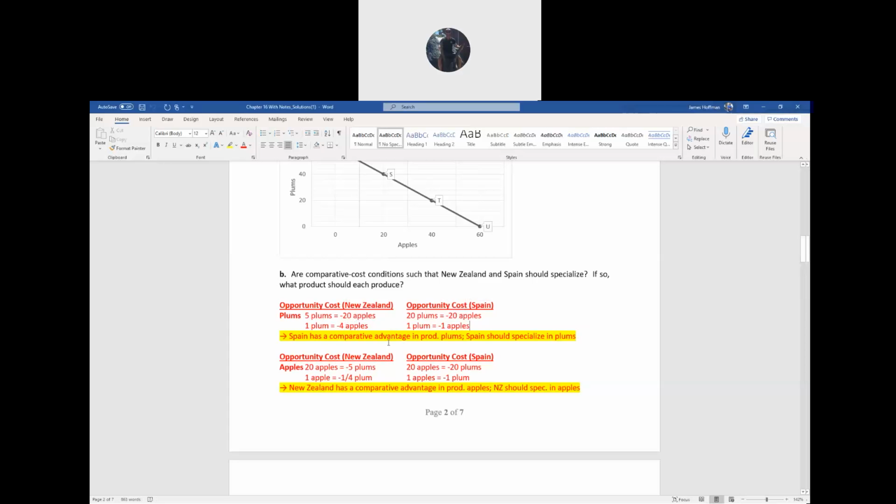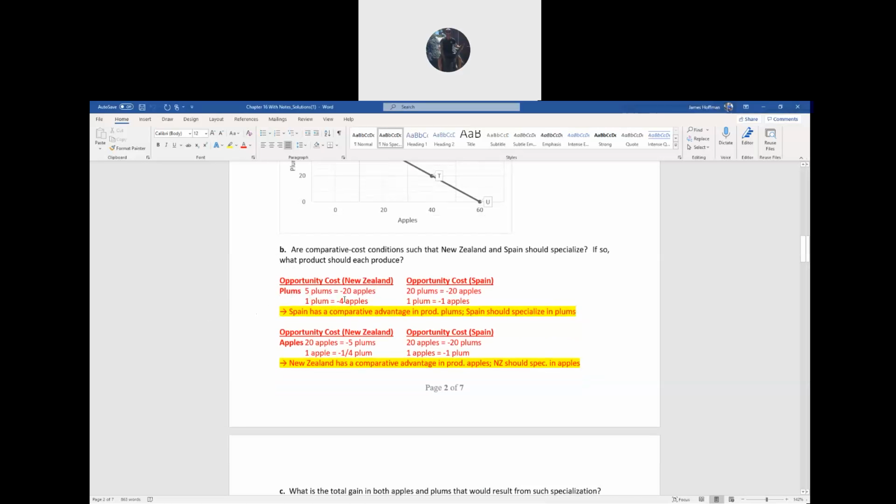has a comparative advantage. Now Spain gives up less, which means that Spain has a comparative advantage in producing plums, and they're in turn going to specialize in producing plums. So make sure you see that what I mean is the opportunity cost is who gives up more versus who gives up less. So once you get it in terms of one plum equals something and one plum equals something, whoever gives up less, in this case it's Spain, they're going to produce that good exclusively.